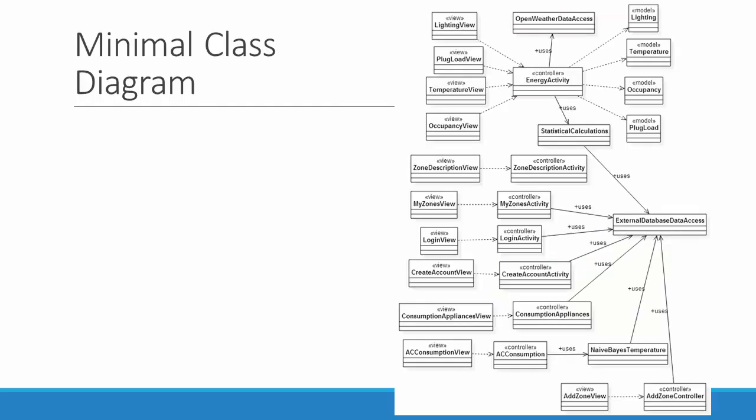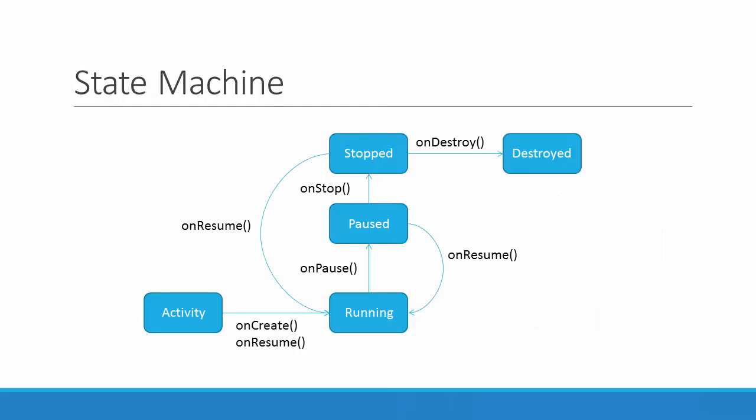Two of the most important design patterns in our minimal class diagram are model view controller and adapter pattern. Using model view controller, we can separate our UI code from our controller code. Using adapter pattern helps us create dynamic lists, grid views, and expandable lists. Our state machine shows the different states an activity in our application goes through, such as running, paused, stopped, and destroyed.